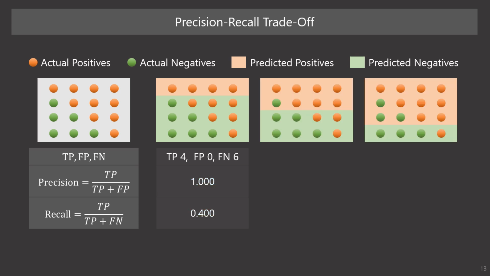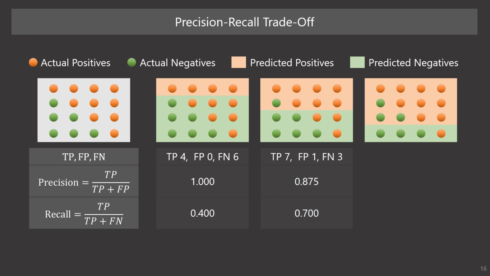Let's go on to the second classification model. This model classifies 8 observations as positives. That is, this model covers more positives than the first model, but by doing so, it falsely classified an actual negative as positive. In this case, there are 7 true positives, 1 false positive, and 3 false negatives. Thus, precision is 0.875, and recall is 0.7.